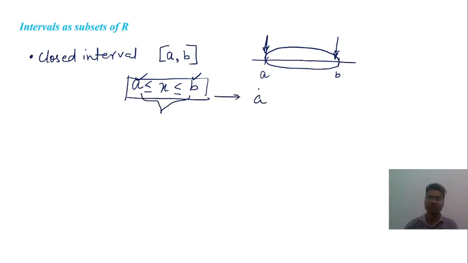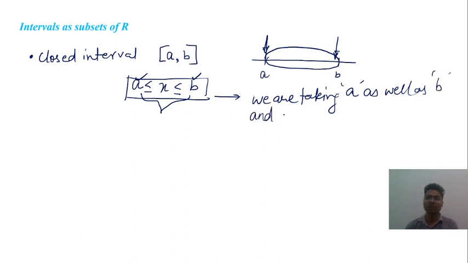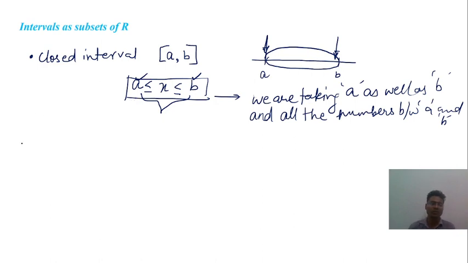I will write a statement here. We are taking A as well as B, and all the numbers between A and B. So we are actually taking three things: A, B, and all the numbers between them. There are actually different types of intervals.